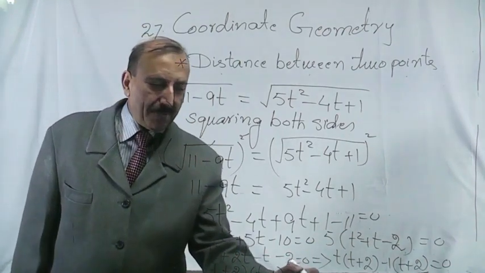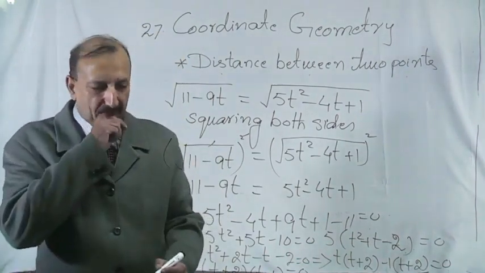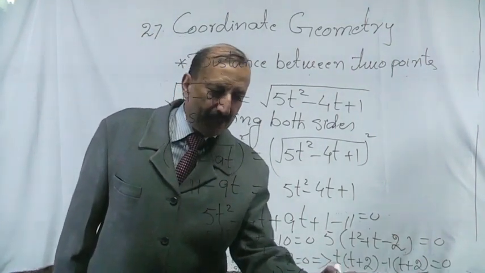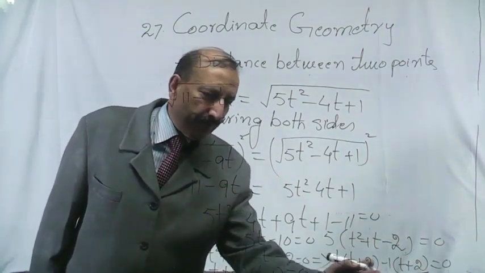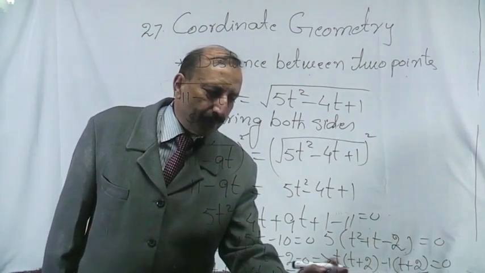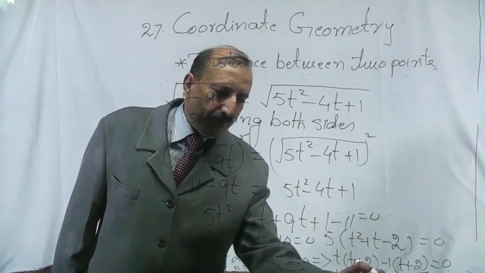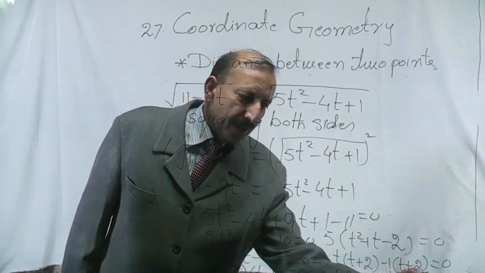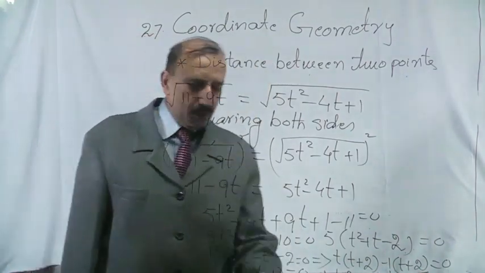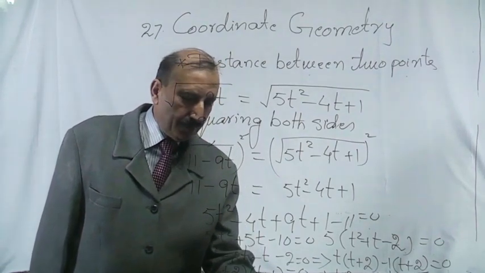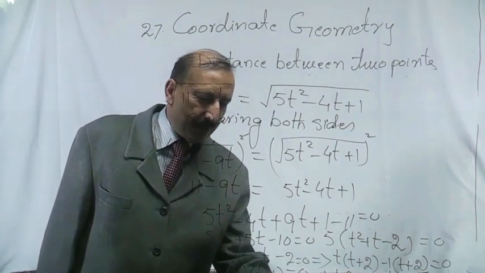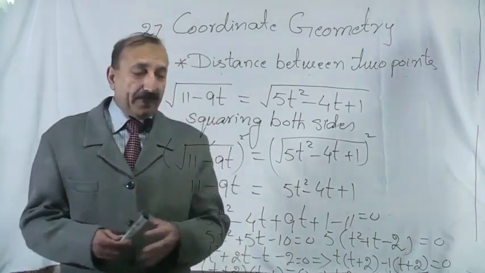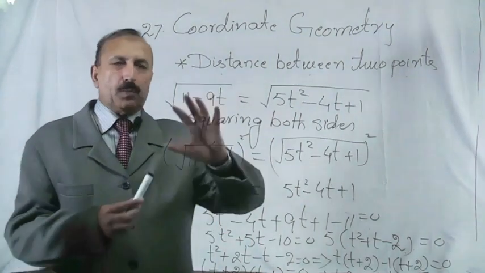We got two factors equal to 0, and we will put them separately equal to 0 to get the values. t plus 2 is equal to 0, or t minus 1 is equal to 0, and this will give us two values, t is equal to minus 2 and t is equal to 1. So these are two possible values of t in this whole process.